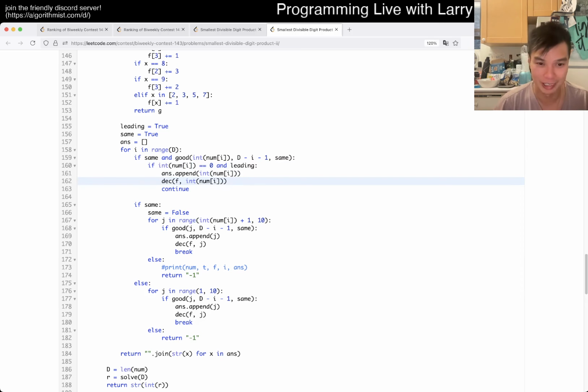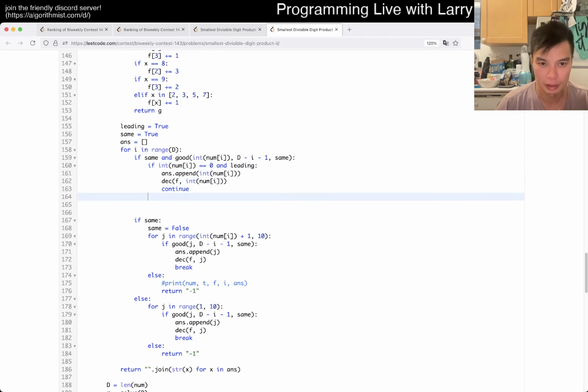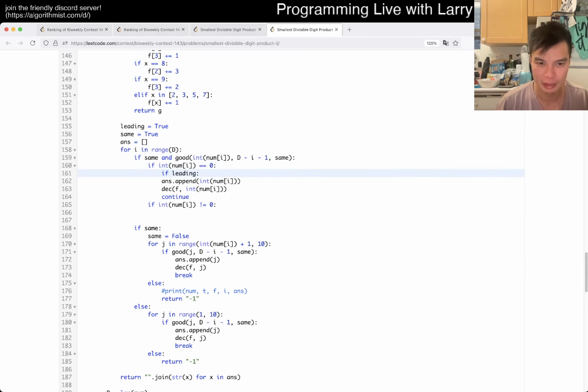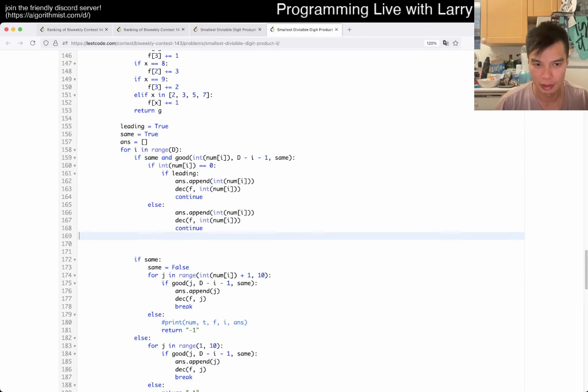This is so annoying, the way that I wrote it, I mean. Okay, so if this is the same and it goes all the way up, that has to be the same, by definition, right? So yeah. If it's equal to zero, then it's fine. Otherwise, if num sub I is not equal to zero, this is either this. Okay, if this is equal to zero, then if leading, then we're good. And then there's this else, so if it's anything else, we're also good, but we also want to reset the leading zero.